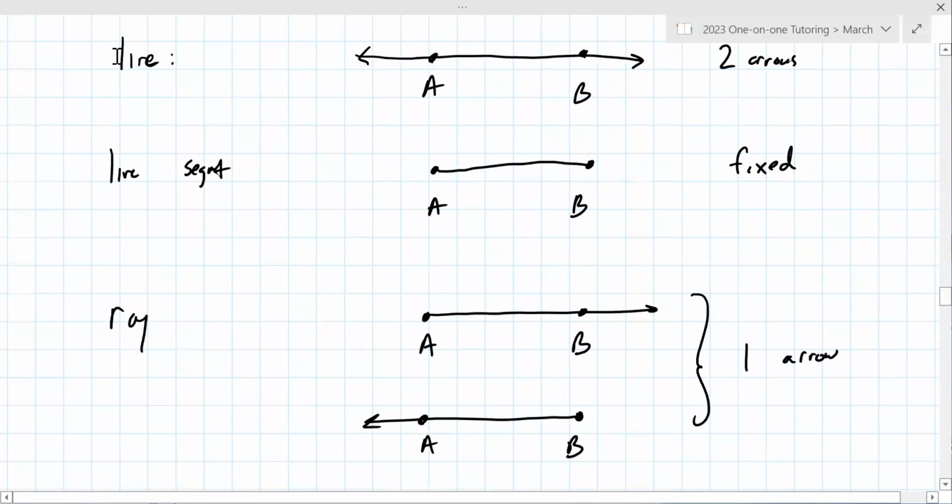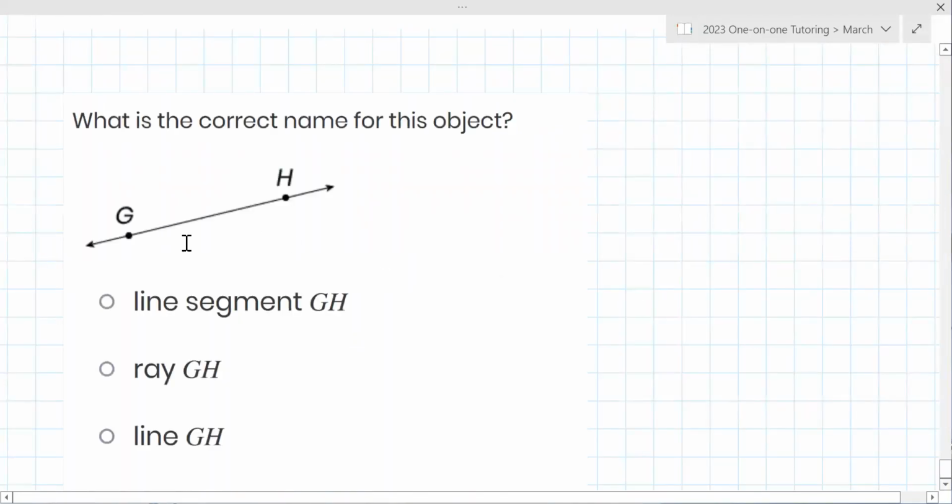What did your notes say for a line? What does a line have? 2 arrows. What does a line segment have? No arrows. No arrows, yeah. So let's go back and look. How many arrows does this have? 2. Okay, so what is the correct answer? Line. It is a line. Good.